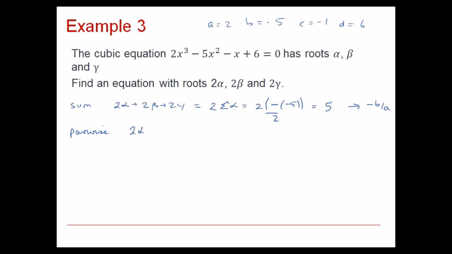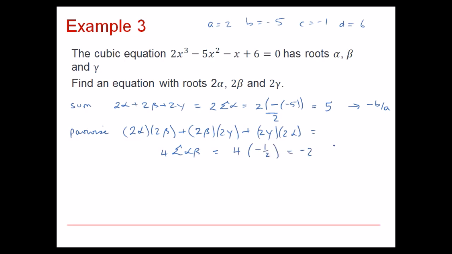When I look at the pairwise, I'm going to have 2 alpha 2 beta plus 2 beta 2 gamma plus 2 gamma 2 alpha, which in other words will give me 4 of my sigma alpha beta, or 4 lots of minus a half. It's minus 2, which will give me my new c over a.